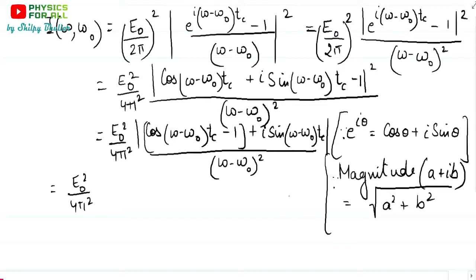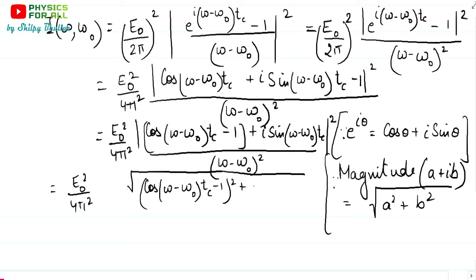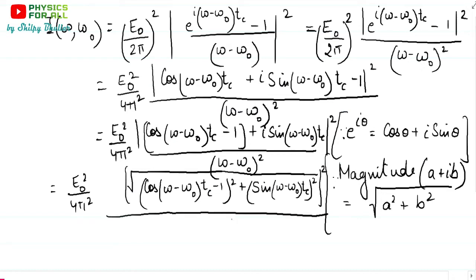We have to find the magnitude now. Magnitude says we have to take the square root. Plus, don't forget, here we have the square as well, because we have to find the magnitude and square it. So first, I am writing down the magnitude. This becomes cos(omega minus omega naught)d_c minus 1 whole square plus sine(omega minus omega naught)d_c whole square, and then the whole square of this thing. After that, this as it is in the denominator.